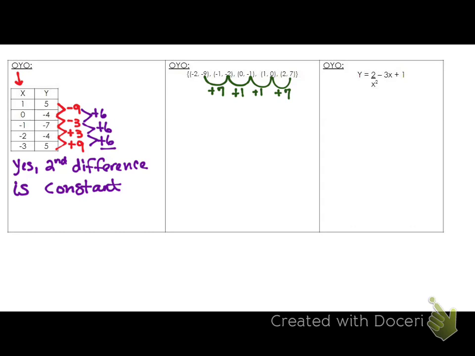Are these numbers constant? No. Because they're not constant, we know that it is not linear, and that means we can go on to check to see if the second difference will be constant.